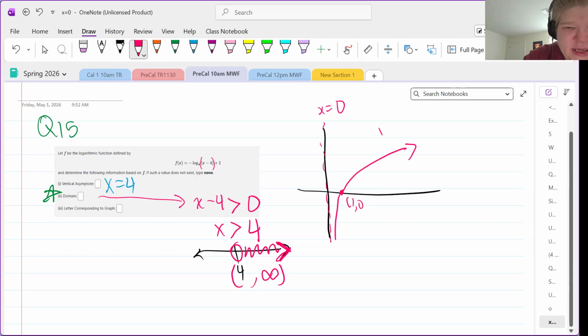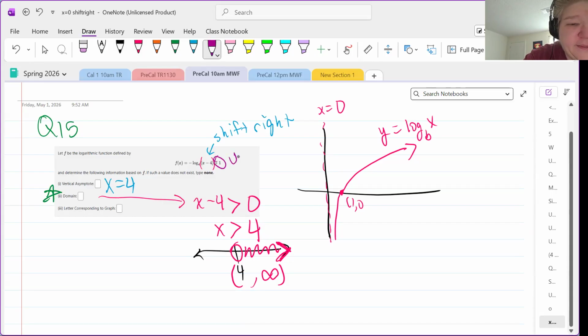So this is like any unshifted, untransformed log graph looks like this. Now we've got two different shifts here. We've got a shift right and a shift up. So right 4 and up 1.